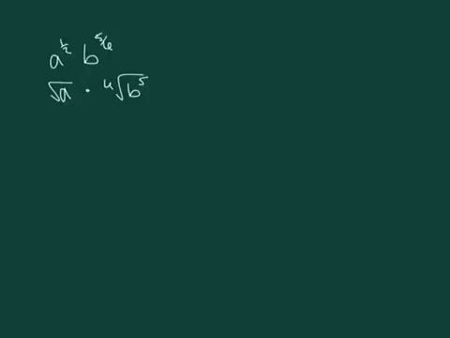But what's the problem? The problem is this is a square root and this is a 6th root. So in order to make this work, I'm going to have to turn this into a 6th root. So how do I change 1/2 into the denominator being a 6? Well, I write it as 3 over 6, right? 1/2 is the same as 3 over 6. Now I have the denominators the same, so I can write the 6th root of a cubed b to the 5th.